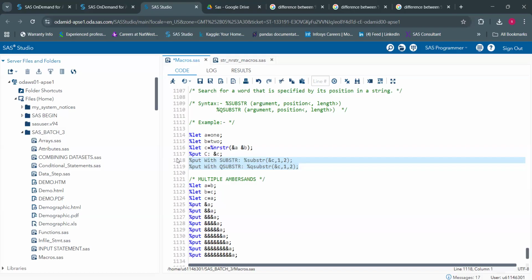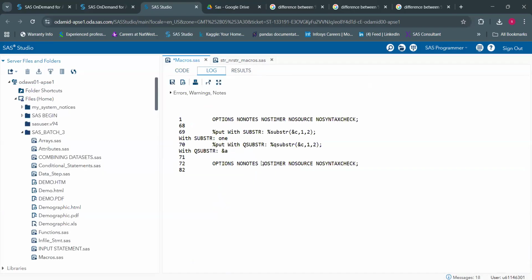I think in substring we'll get 1 and 2 as words, and in Q substring as ampersand A and B. I think for substring we get ON, and for Q substring we get ampersand B. Ampersand A. Okay. Let's see. A and B. Okay. So we get ONE. It is A. That's it.